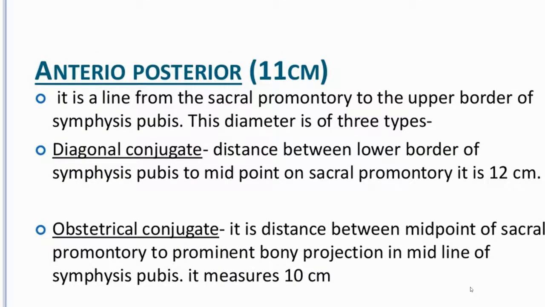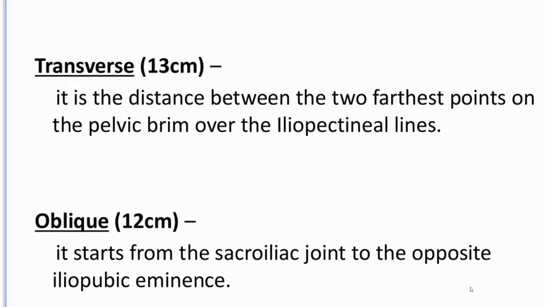Anterior-posterior, it could be 11 centimeters. It is a line from the sacral promontory to the upper border of the symphysis pubis. This diameter is of three types. Diagonal conjugate: the distance between the lower border of the symphysis pubis to the midpoint on the sacral promontory, that is 12 centimeters. Obstetrical conjugate: it is the distance between the midpoint of the sacral promontory to the prominent bony projection in the midline of the symphysis pubis. This measures 10 centimeters.